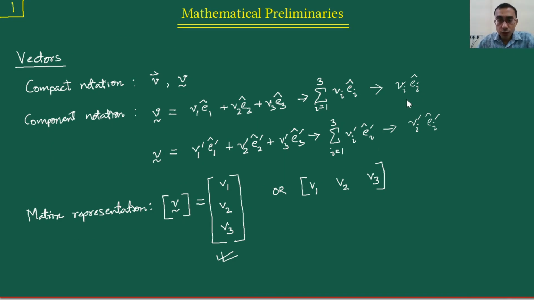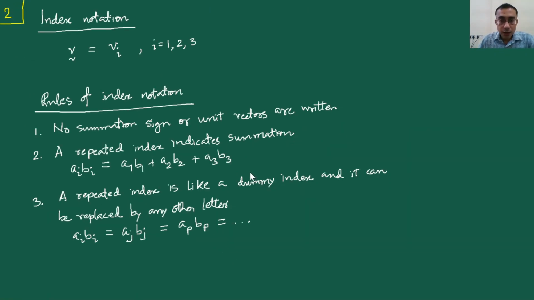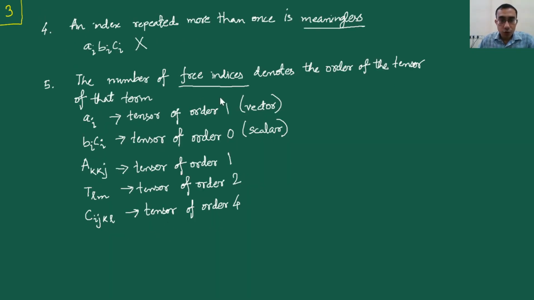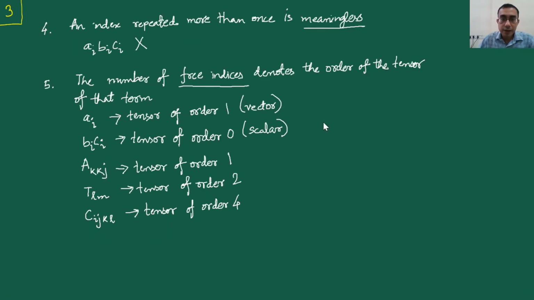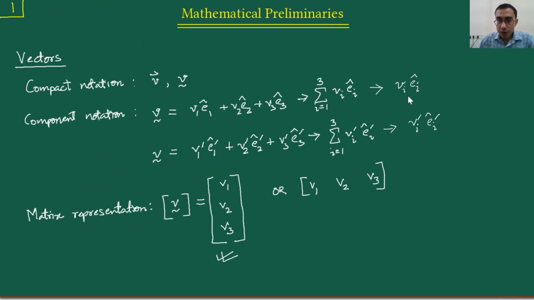Now, if we are following one of those rules of index notation, then we would be very much tempted to think of another rule of the index notation, which is that the number of free indices denotes the order of the tensor of that term. So my argument is that if we are using rule number 2 of index notation, then surely we must be following this other rule also. Now, what happens if we apply that rule? The number of free indices here, how many? Zero, because i here is repeated, there is no free index, and that would give us the impression that this entire term is a tensor of order 0, but that is wrong.